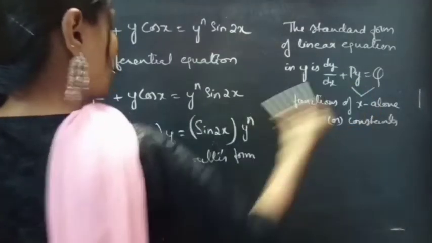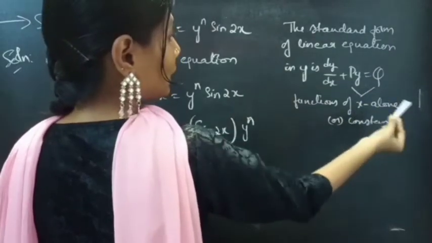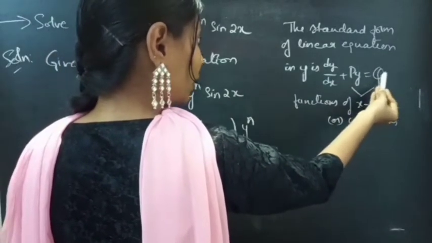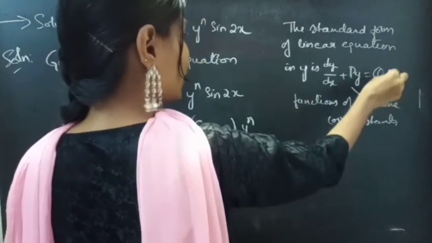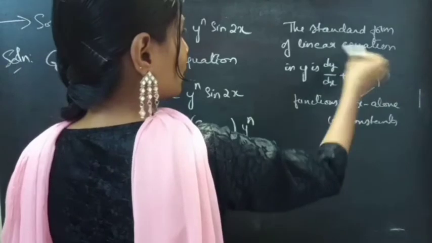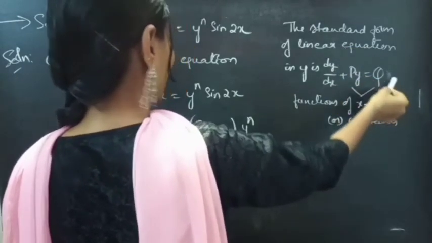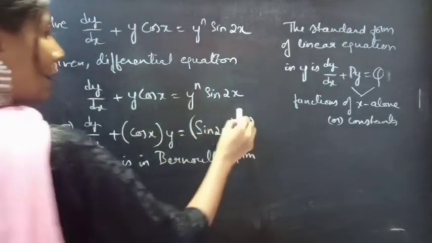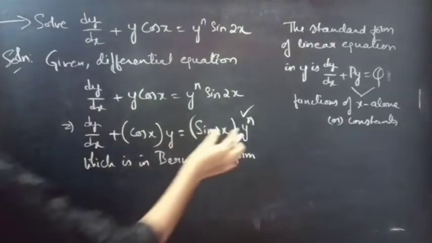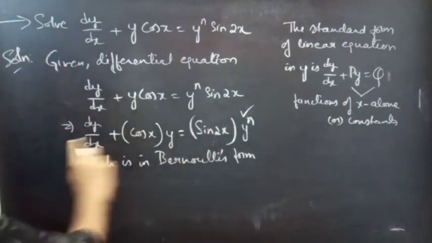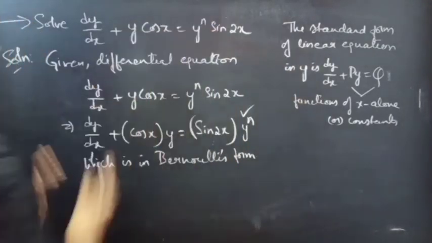If you compare the RHS part, in the RHS part of linear equation, either you can have a function of x alone or a constant, but you won't have any y function in the standard form of linear equation in y and x, right? So we don't have any y here, but here we are having a term in y. So what we have to do is, we'll simply eliminate this y power n from this equation in order to reduce Bernoulli's to linear form.